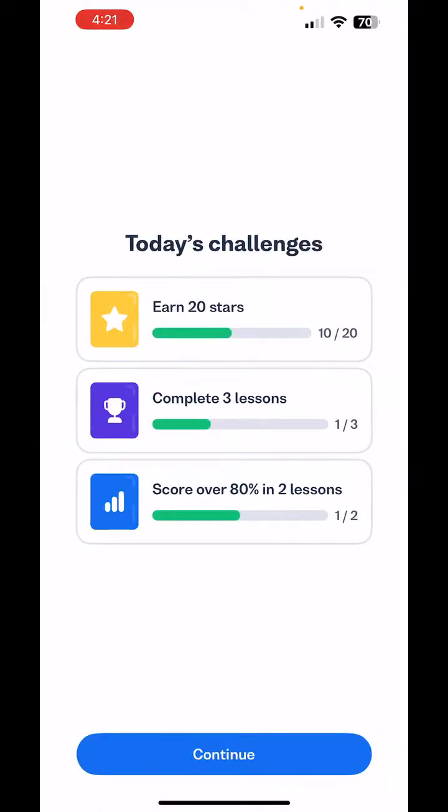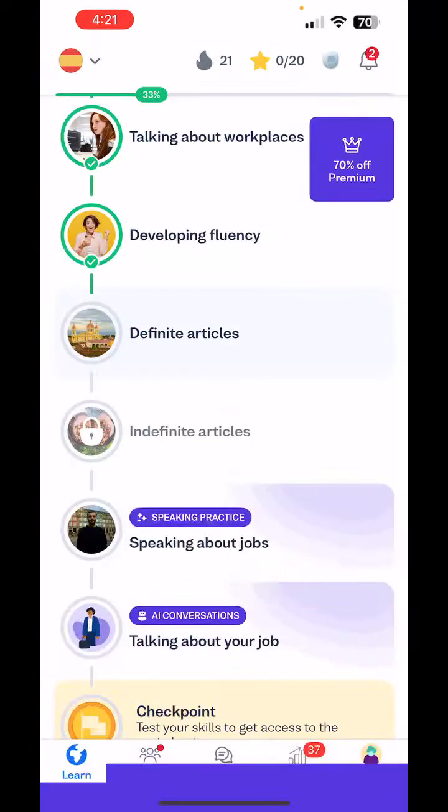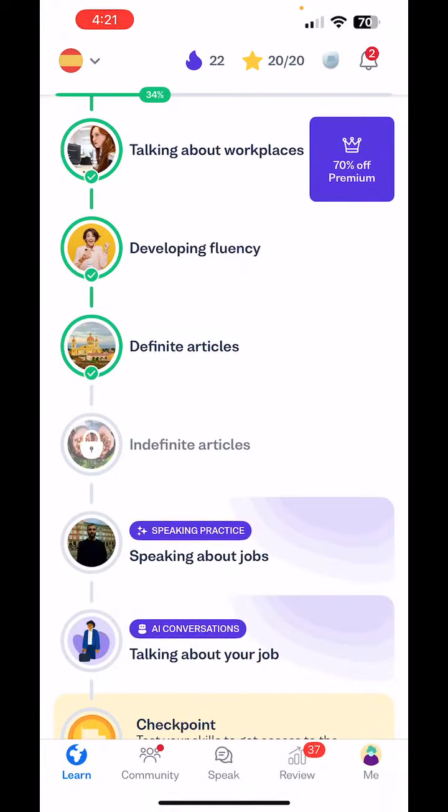And for our challenges today, we need to complete 2 more lessons and earn 20 stars. So that's simple. See, I've been on here for 25 minutes so far. That's good. We're doing good. All right. So that was definite articles. Next, we are going to learn indefinite articles. So let's see what that's about.